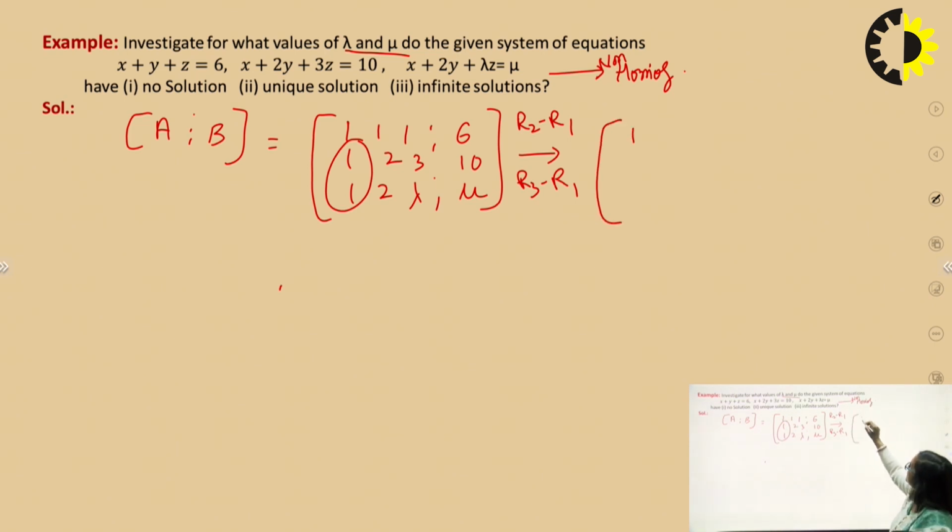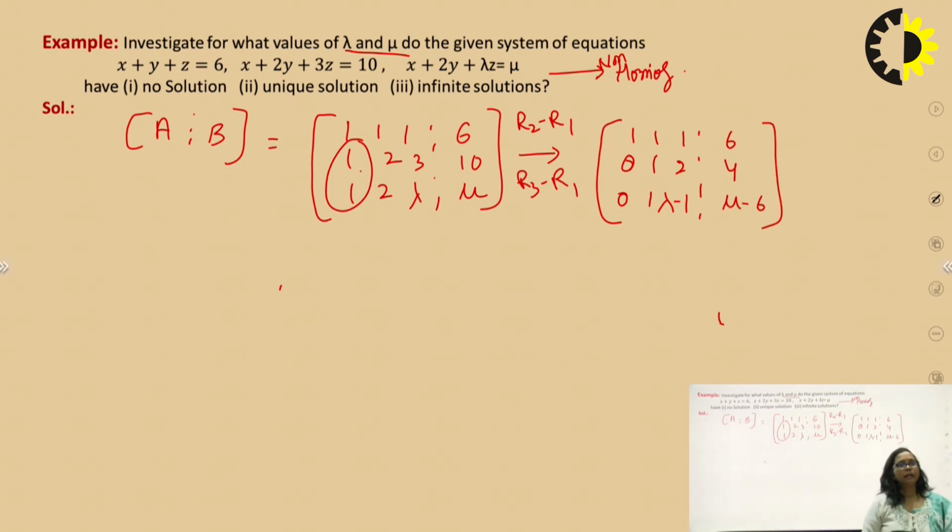The first row remains the same, 1, 1, 1, 6. R2 minus R1 gives me 1 minus 1, 0. 2 minus 1 is 1. 3 minus 1 is 2. And 10 minus 6 is 4. And R3 minus R1: 1 minus 1, 0. 2 minus 1 is 1. Lambda minus 1. And here we get mu minus 6. This is the element.